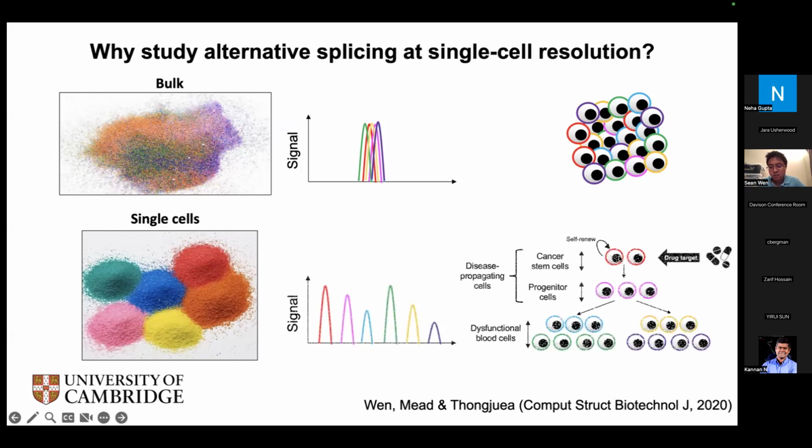If you look at the hierarchy of cancer stem cells on the right-hand side, you would see that cancer stem cells tend to be that group of cells that gives rise to the downstream dysfunctional or progenitor cells. And it is the cancer stem cells that continue to rejuvenate and renew themselves and lead to disease progression and even relapse. And so by identifying the signals that originate from the cancer stem cells, we can start to pinpoint which genes or which isoforms are relevant for targeted therapy.